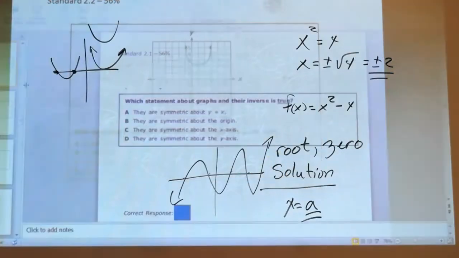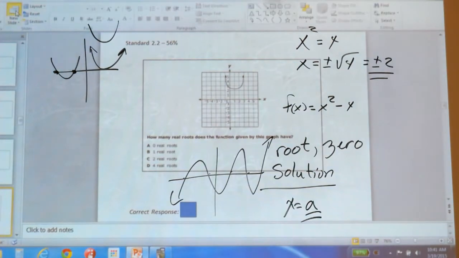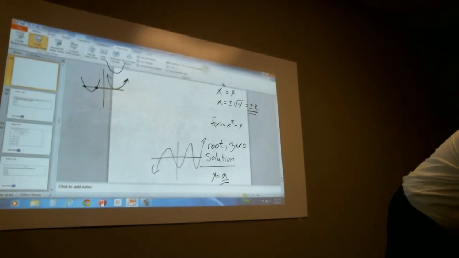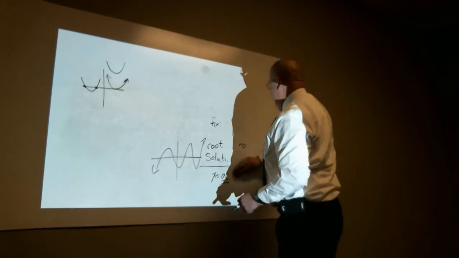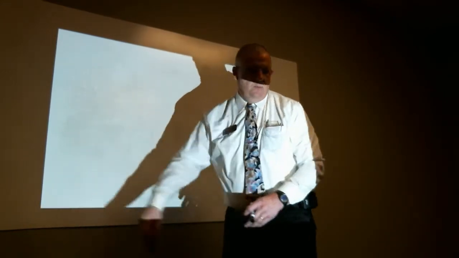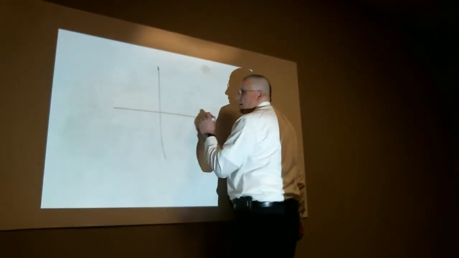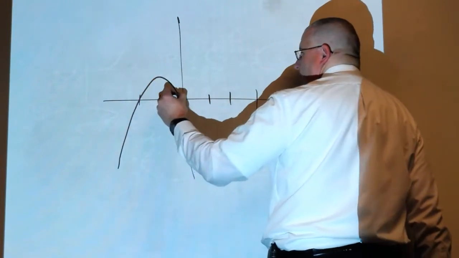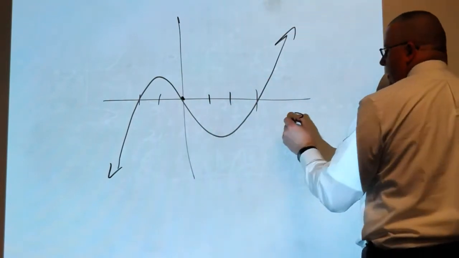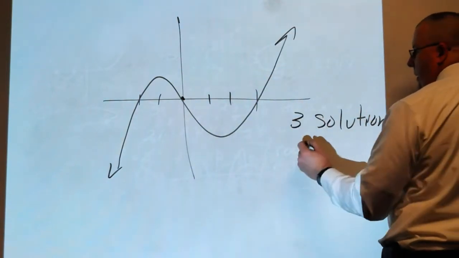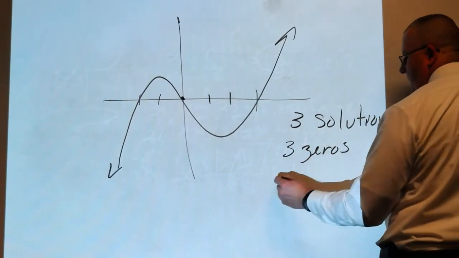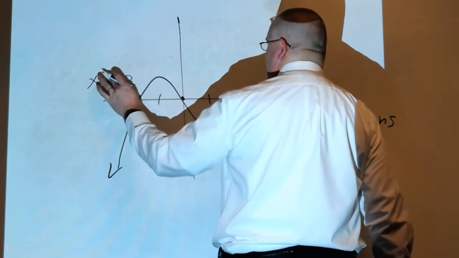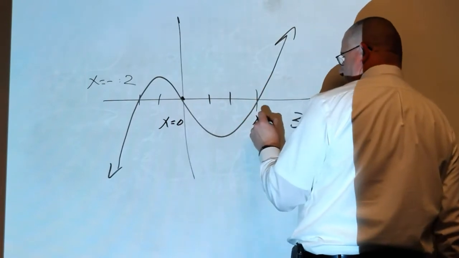And let me insert a slide because I want to show you something. Watch this. This is critical to Algebra 2. Here we have 3 solutions. We have 3 zeros. We have 3 roots. Now watch this. x equals a negative 2 is a 0. x equals 0 is a 0, and x equals 3 is a 0.